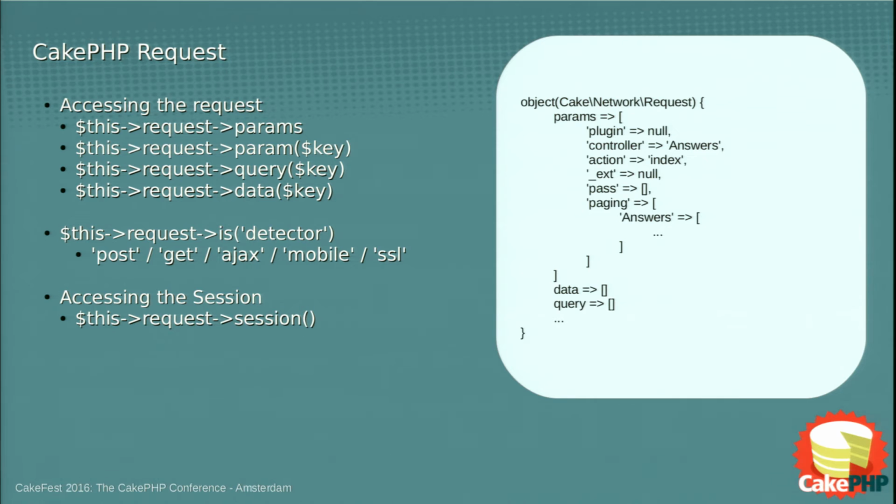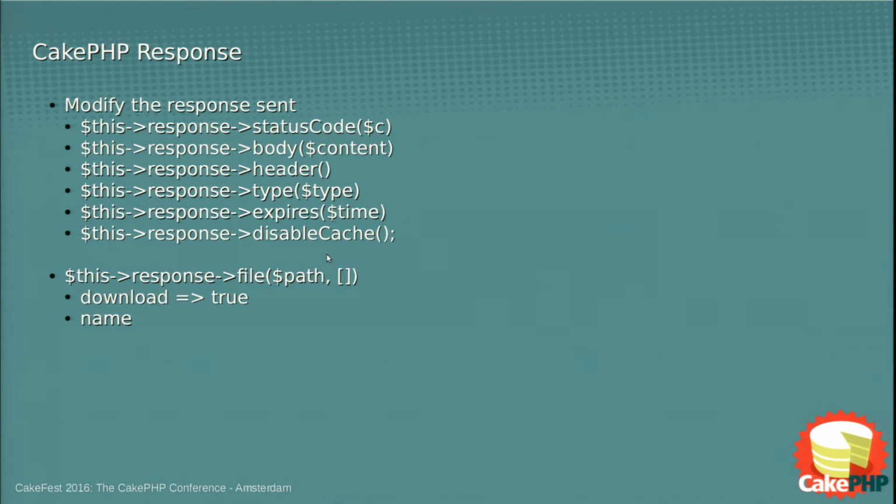Then you can use many detectors added for the request, like post, get, ajax, mobile, etc. You can add your own detectors. If you have an application that uses this frequently, you can just configure a new detector and use it as is detector if you need it. And then you can access a session. Keep in mind the session helper and component are deprecated. So the right way to access the session now is through the request object. This request session function, and you get the session. You can read things, write things, do anything you need to session through this entry point.